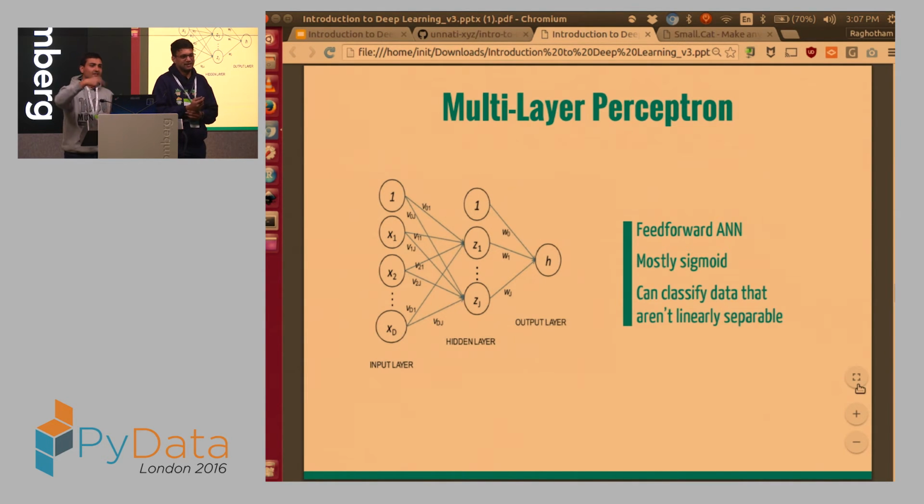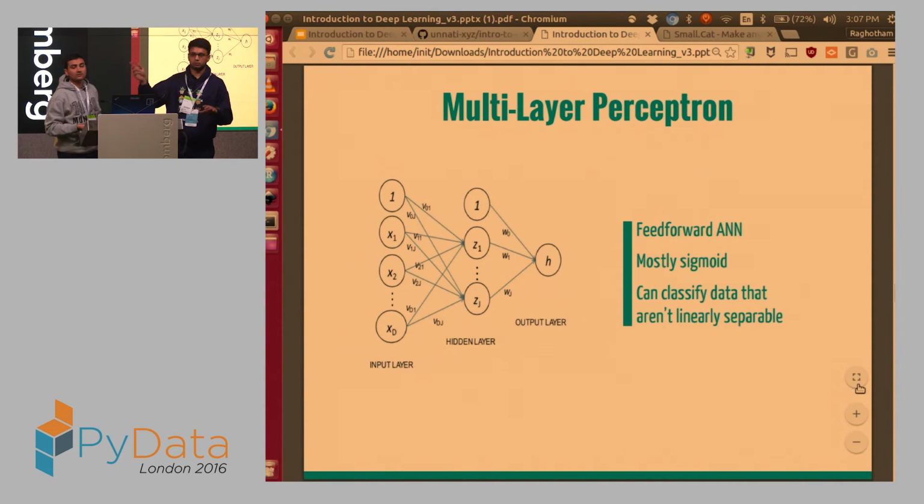Maybe we can take it outside. Coming back to what she said, the main difference is that with a multi-layer perceptron you can have a nonlinear decision boundary. Right, it's non-linear.